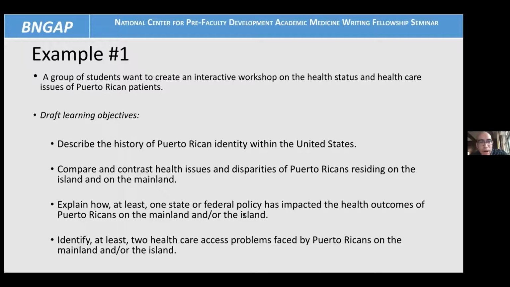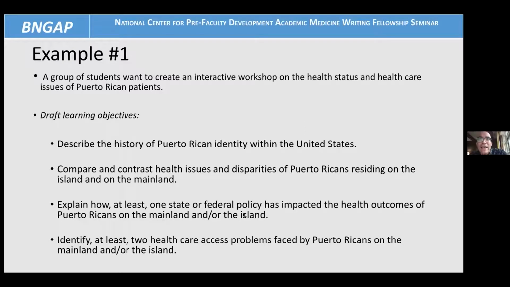Another is, compare and contrast health issues and disparities of Puerto Rican individuals residing on the island and on the mainland. Next is explain how at least one state or federal policy has impacted the health outcomes of Puerto Ricans on the mainland or the island. And finally, identify at least 2 healthcare access issues faced by Puerto Ricans on the mainland or the island.